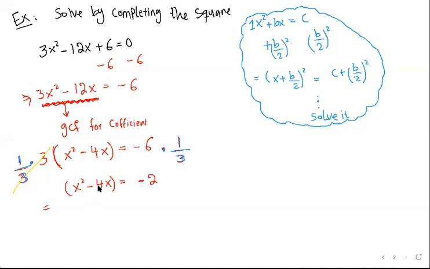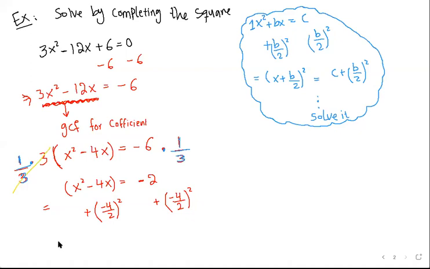So what is b here? What is b? Negative 4. So I add negative 4 over 2 squared for both sides. Makes sense? Is it clear? Negative 4 over 2 is negative 2. Squared is 4. So all these parentheses is actually 4. So we're adding 4 for this side, and we're adding 4 for this side.